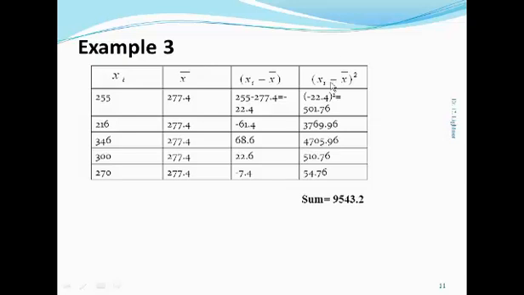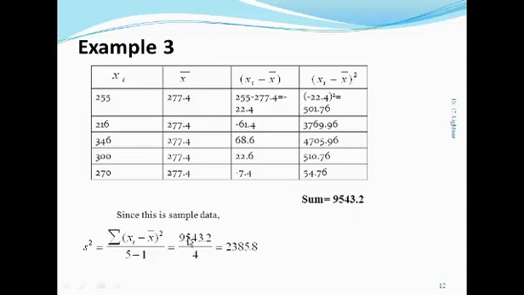Next, we should sum the last column in order to get the numerator for our sample variance. The denominator is n minus 1. Since we have n equals 5 data values, our denominator is 4. Therefore, our variance is 2,385.8. We obtain the standard deviation by taking the square root of the variance and get 48.84.